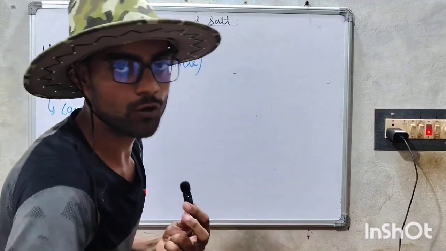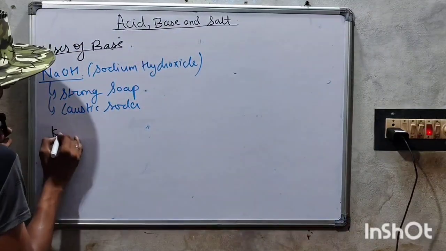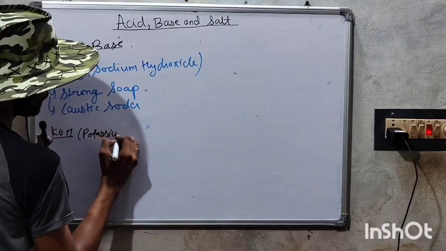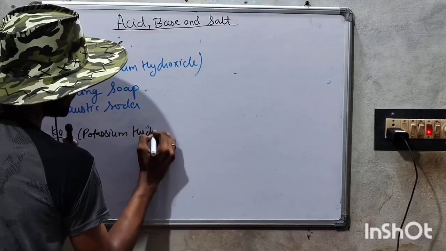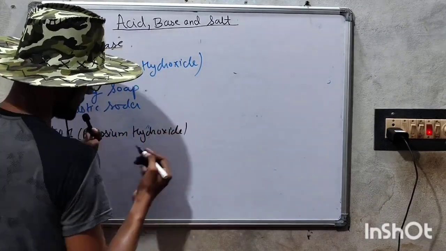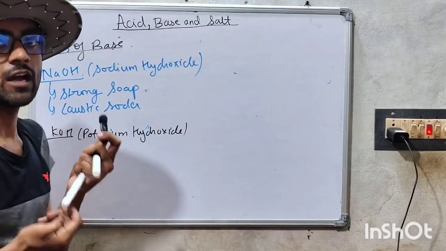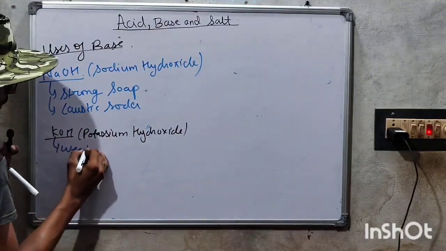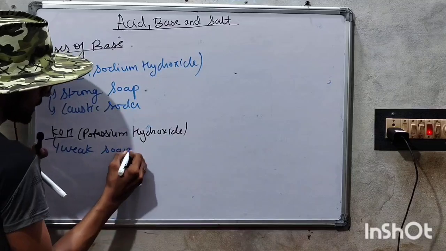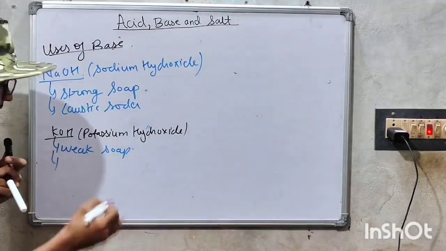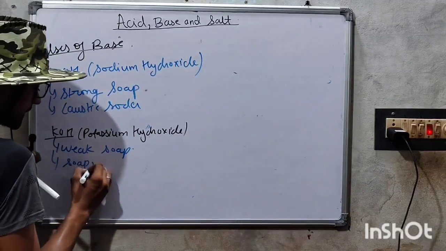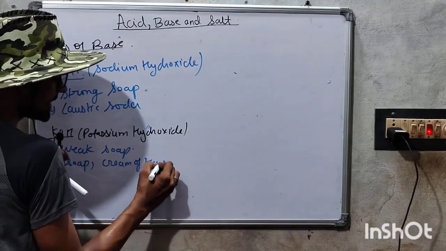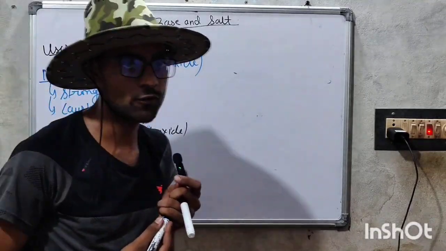The next one is KOH, potassium hydroxide. Potassium hydroxide is a weak base, used for example in making soap and hair cream. These are made through potassium hydroxide.